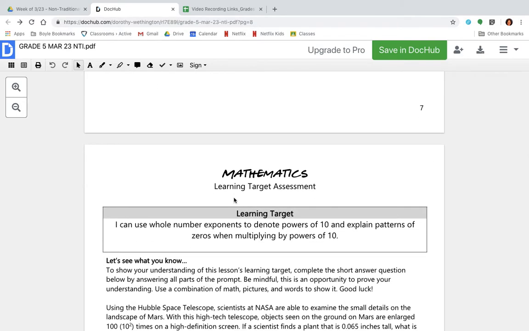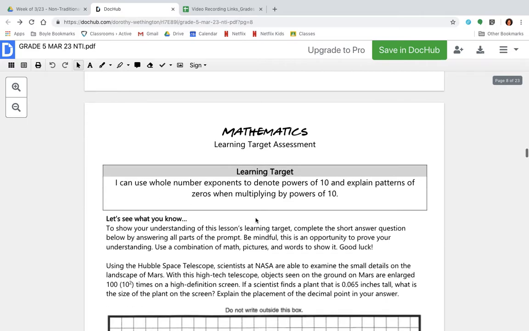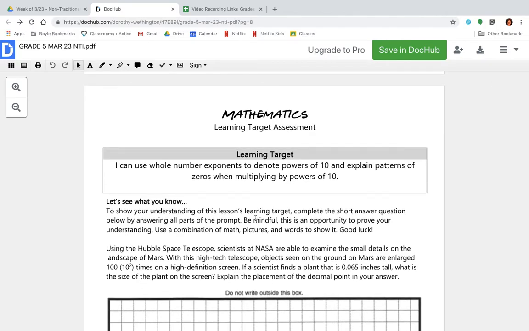Mathematics, learning target assessment. Learning target: I can use whole number exponents to denote powers of 10 and explain patterns of zeros when multiplying by powers of 10. Let's see what you know. To show your understanding of this lesson's learning target, complete the short answer question below by answering all parts of the prompt. Be mindful, this is an opportunity to prove your understanding. Use a combination of math, pictures, and words to show it. Good luck.